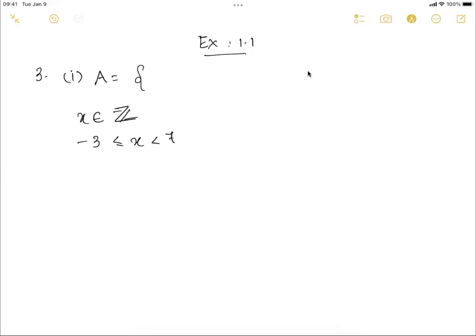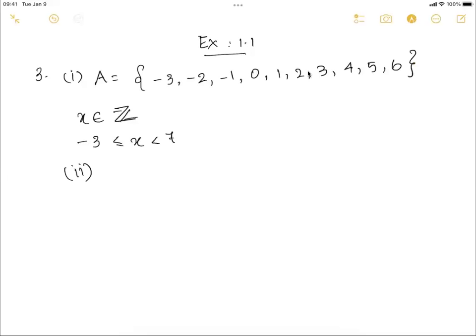So in roster form, the set would be, you have a less than or equal to here, so it starts with -3. And because x belongs to integers, you can only have a jump of ±1, and you cannot have -2.5 or -1.5 or 1.5 or anything else in between. So -3, -2, -1, 0, 1, 2, 3, 4, 5, and 6. X is less than 7, so 7 is not included.